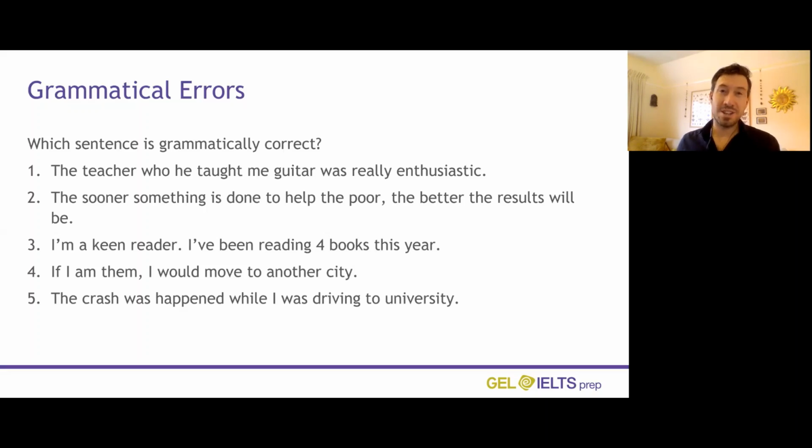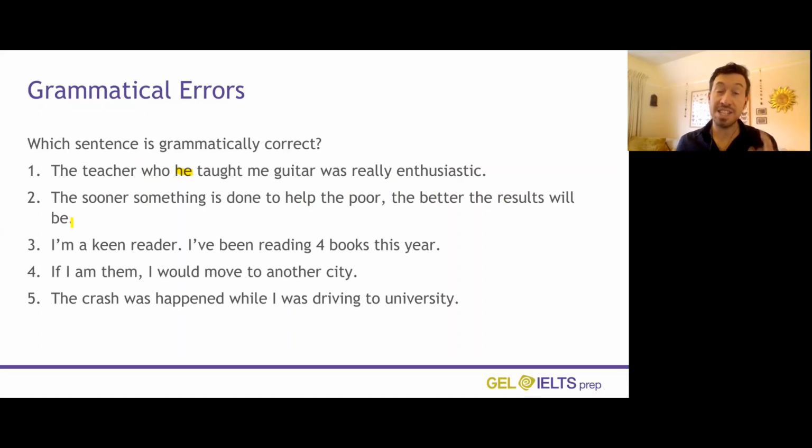Okay, well, let's go through them one by one to see. It says the teacher who he taught me guitar was really enthusiastic. This is not correct. It's got this who, he. Now, who is a subject, and so we don't need another subject. So 2 subjects together don't make sense. So we need to delete he. So the teacher who taught me guitar was really enthusiastic. That would be correct.